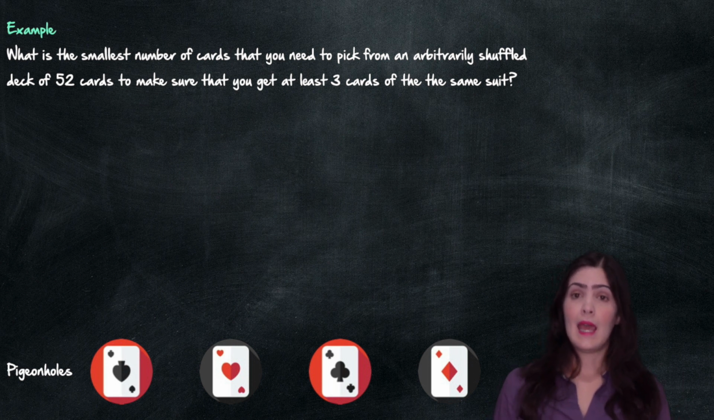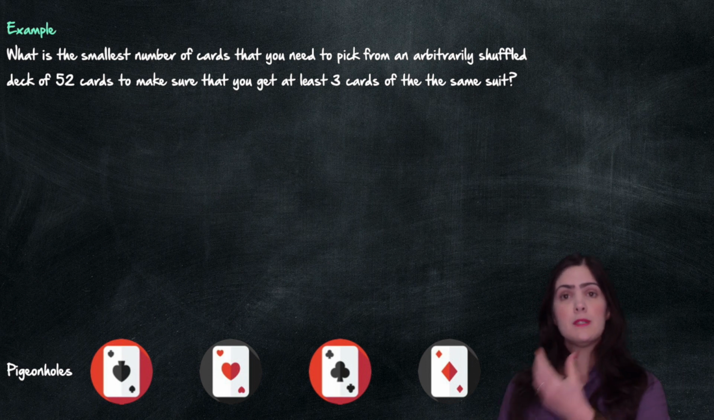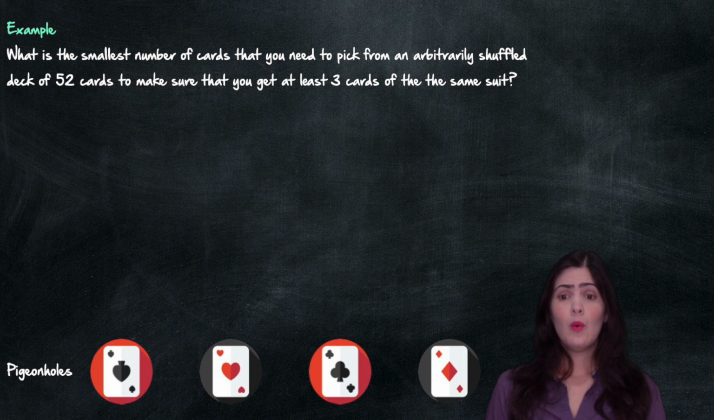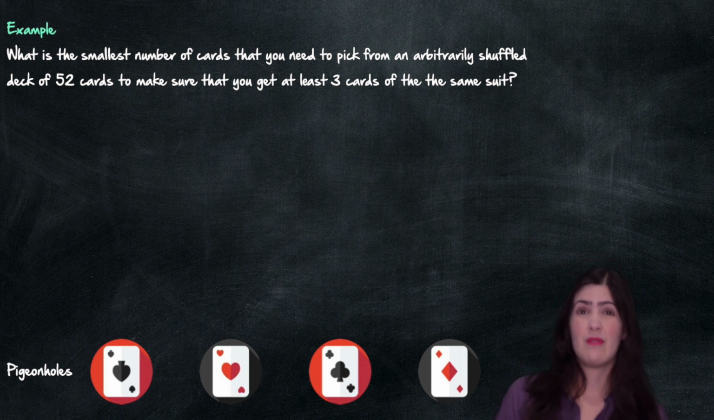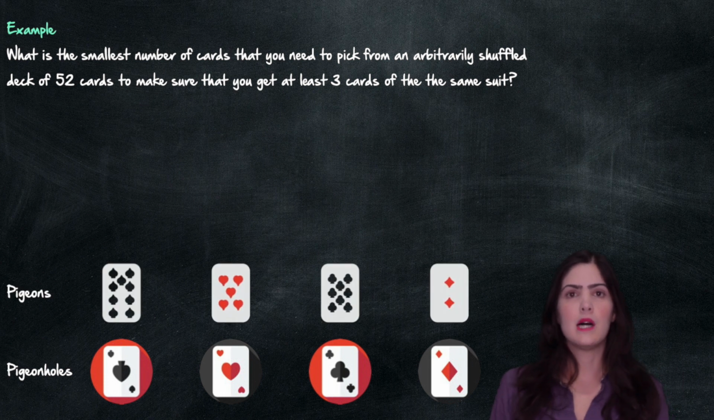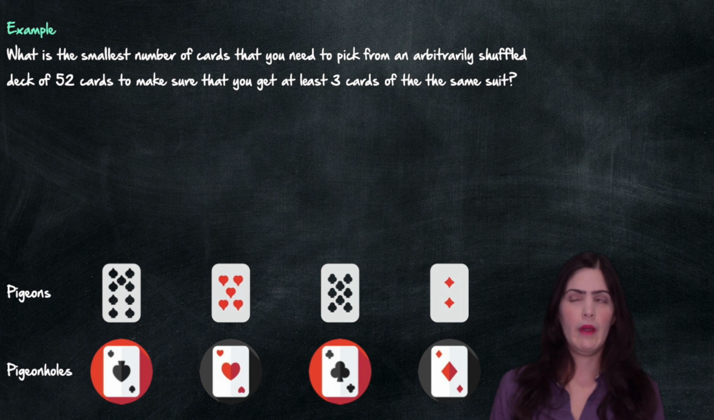Well, again, our pigeonholes are going to be the suits. Imagine that you have boxes with the suits. Now, what we're saying is that we want to make sure that we have 3 cards with the same suit. That would correspond to having 3 pigeons in the same pigeonhole. Okay, I draw my first 4 cards and it turned out that all of them had different suits. Okay, sure, that's the worst case scenario.